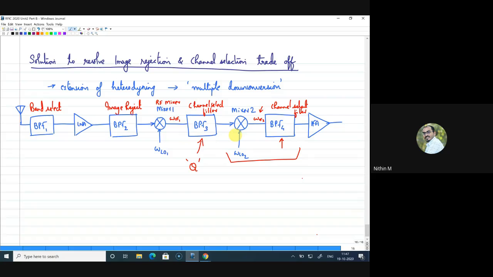After that, the LNA will amplify, followed by an image rejection filter. There we will make sure that the omega IF is large enough to reject the images properly, followed by the mixer where we will translate the RF frequency to a suitable intermediate frequency. Then we will do channel selection progressively in 2 stages, and thereby at the end, image rejection is done, and channel selection is also done, but progressively in 2 stages.